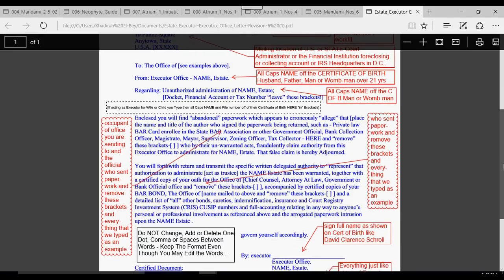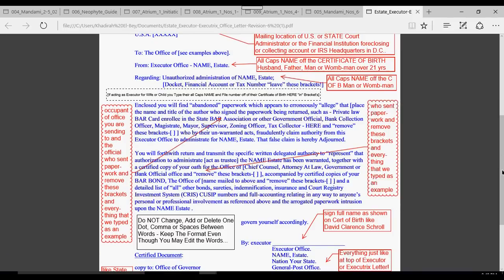Enclosed, you will find abandoned paperwork which appears to erroneously allege that, place the name and title of the author who signed the paperwork being returned, such as private law bar card enrollees of the State Bar Association, or any other governmental official, bank collection officer, magistrate, mayor, supervisor, zone officer, tax collector, here, and remove these brackets, who by their unwarranted act fraudulently claim authorization from this executive office to administrate for the name, which of course is your birth name, the estate. This forced claim is hereby adjourned.